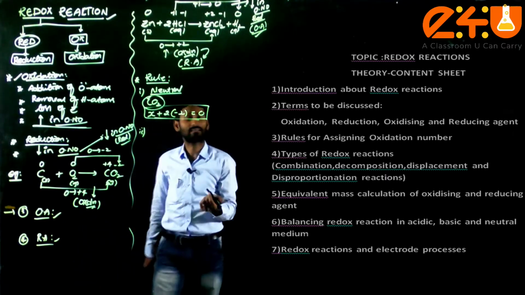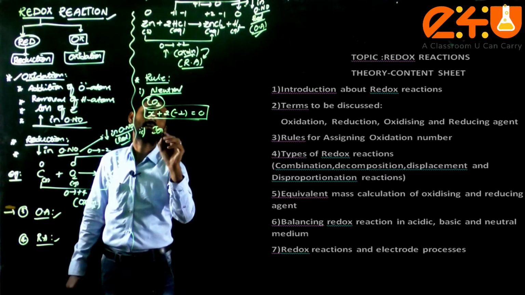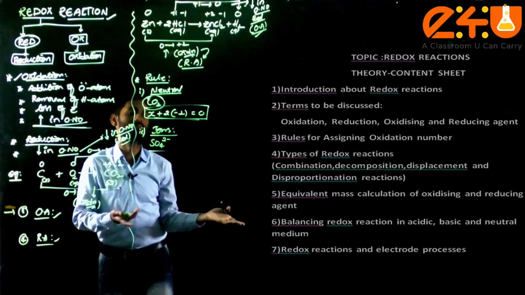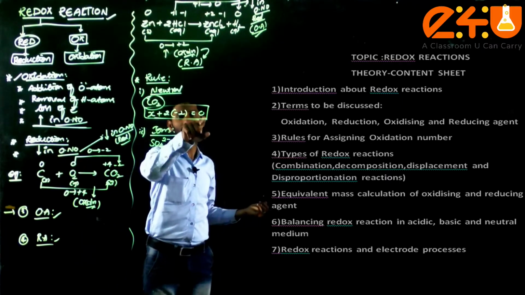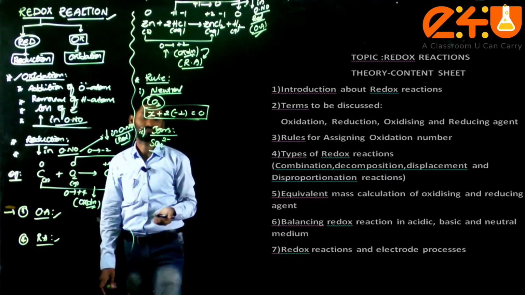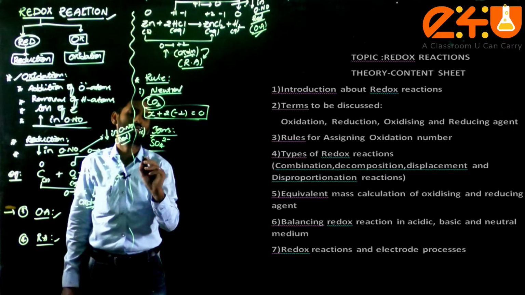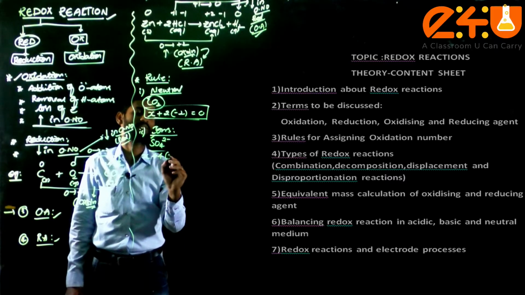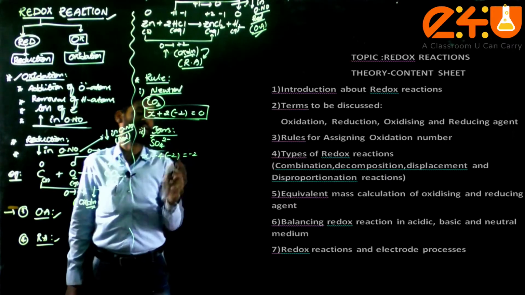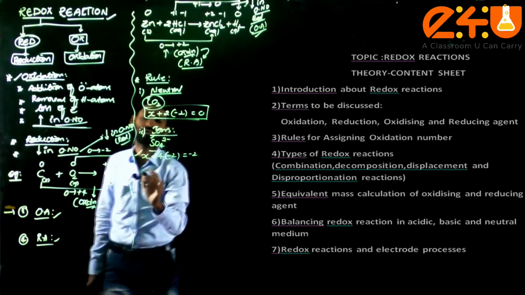Sir, what about ions? How can we calculate for ions? For example, take the sulfate ion. For a neutral compound there is no charge, so you put 0. Here the charge is there, so the sum is equal to the charge, minus 2. To calculate sulfur, X plus 4 oxygen atoms, 4 into minus 2, is equal to the charge, minus 2. Then we can calculate X. This is for neutral compounds, and this is for ions.